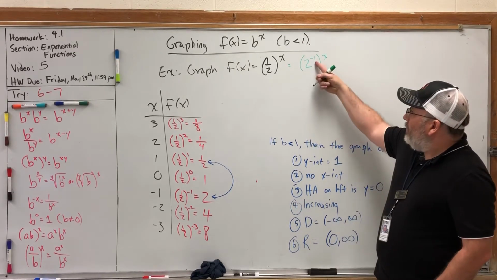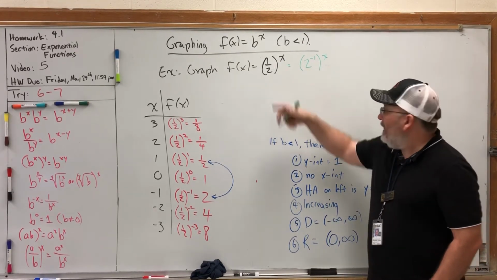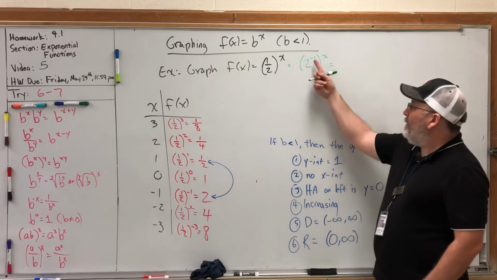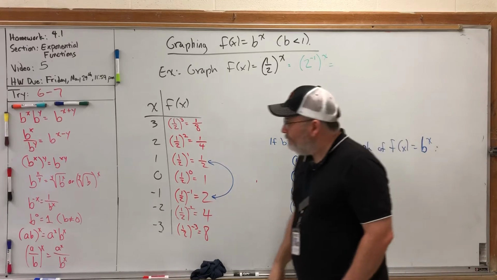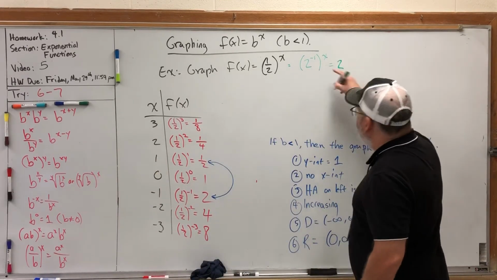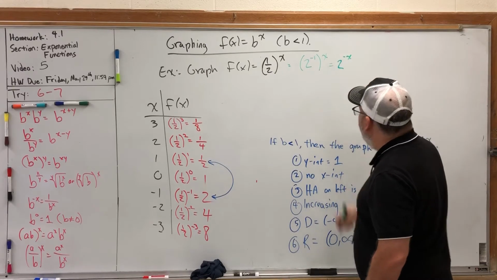2 to the negative 1 is the reciprocal of 2 to the positive 1. And don't we have an exponent rule that says when you raise a power to a power, you multiply? We do. So I can multiply the exponents. Negative 1 times x is negative x.